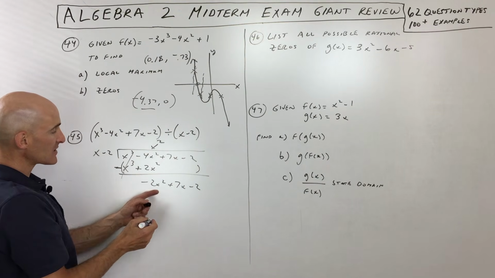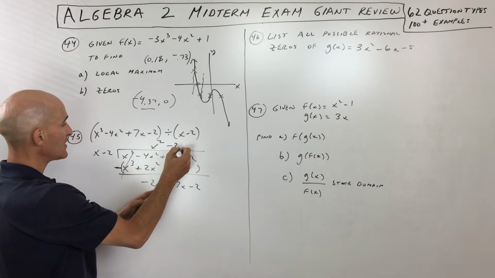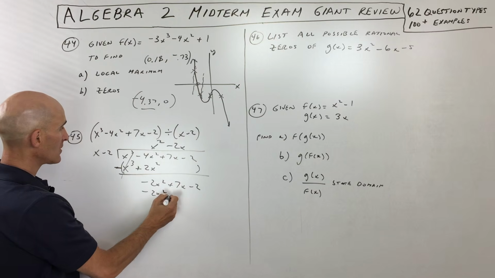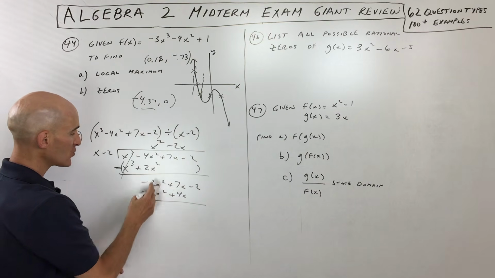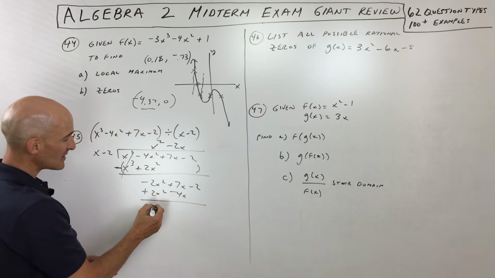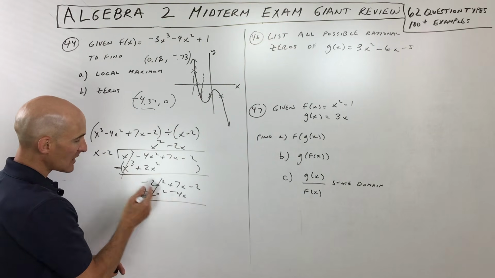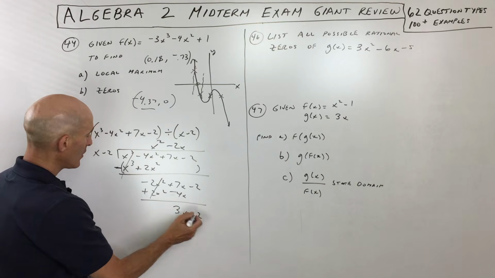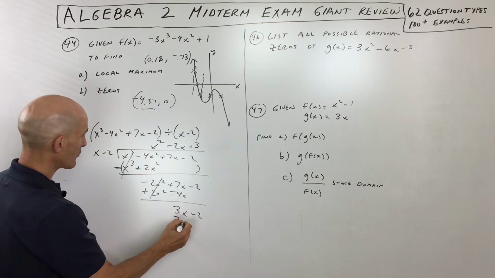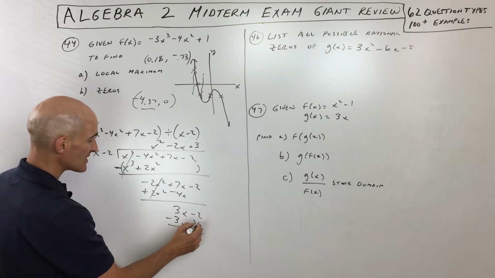Okay, now how many times does x go into negative 2x squared? Well, that's going to be negative 2x times. If we distribute, we get negative 2x squared plus 4x. And then you want to subtract. What a lot of students do is they change the signs to the opposite and they add. So you can see we keep trying to cancel out that first term. Okay, then how many times does x go into 3x? That's 3 times. We distribute, we get 3x minus 6. Change the signs to the opposite and we add.